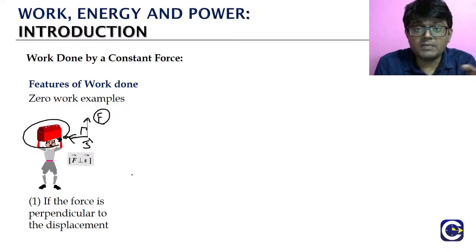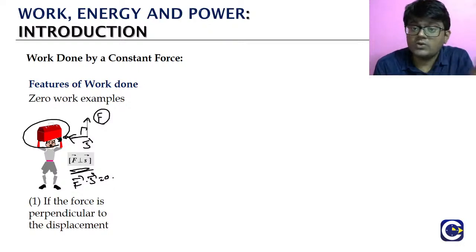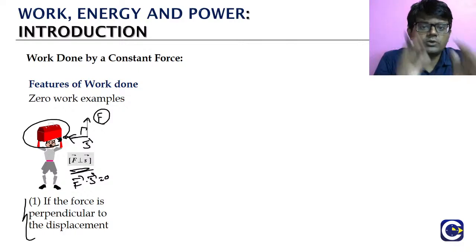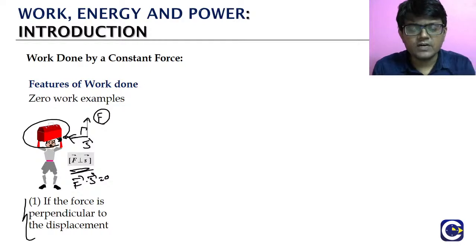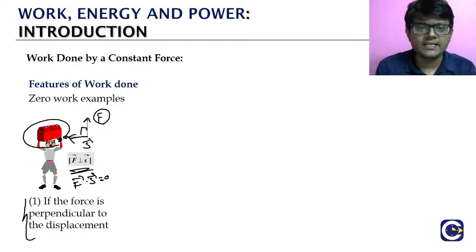So what is the angle between the two? 90. Remember, if two vectors are perpendicular, then what will be the dot product? In this case, F dot S will be 0. So here you have a force, there is a displacement, but the angle between the two is 90. So the dot product becomes 0. When the force and displacement are perpendicular, the work in physics will be taken as 0.